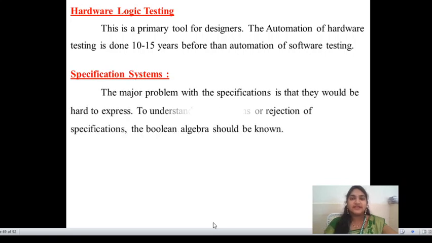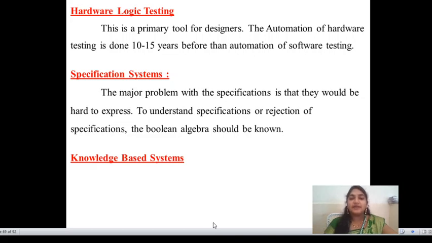Next is the specification system, which has a major problem with the specifications, like hardware specifications and software specifications or requirements, that they are hard to express. It is totally hard to express. To understand these specifications or rejection of specifications, the Boolean algebra should be known. So Boolean algebra expressions can be known. This is one of the steps to be considered in logic based testing.